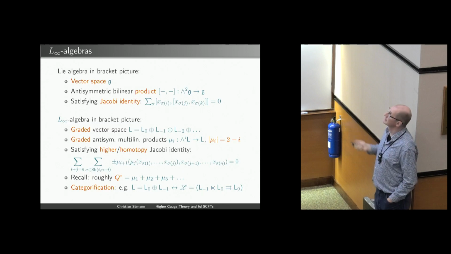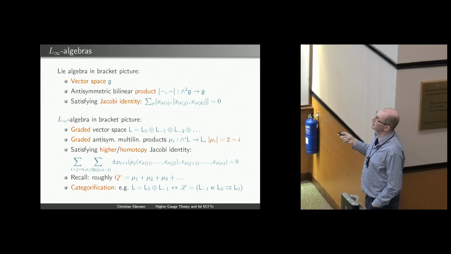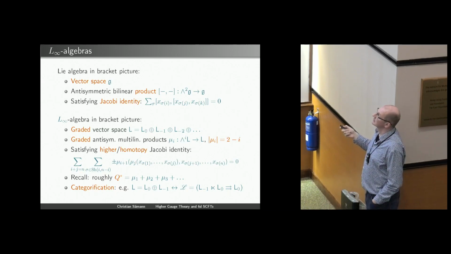Okay, L-infinity algebras. I remind you again, we have Lie algebra in bracket picture: a vector space with an antisymmetric bilinear product, and they satisfy the Jacobi identity. The L-infinity algebra in bracket picture has a graded vector space that is essentially the graded vector space of the NQ manifold that we had before.